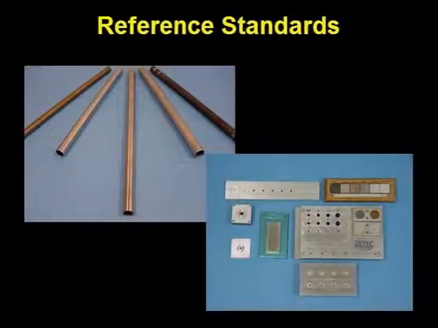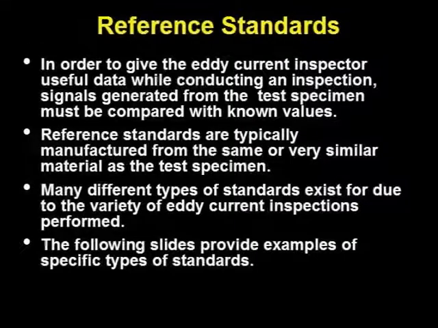There are many different types of reference standards. Different materials are used for conductivity standards. Various holes or EDM notches are used to calibrate for crack detection. Various thicknesses are used for thickness measurement. The eddy current response is a very complex function of the affecting parameters. Reference standards permit comparison to known values and are typically manufactured from the same material as the test article. Because of the large number of different applications, there are many different types of standards.